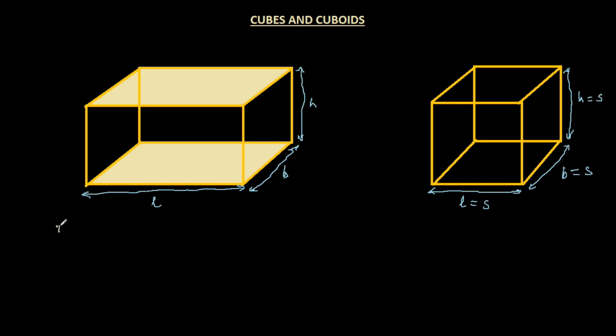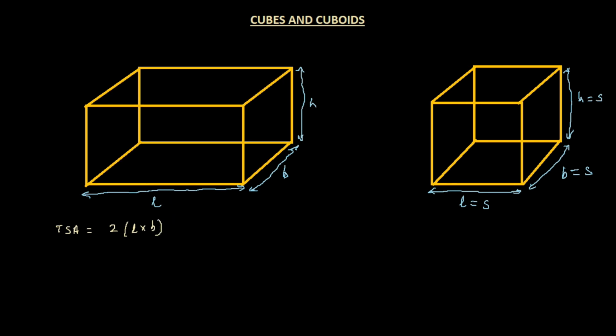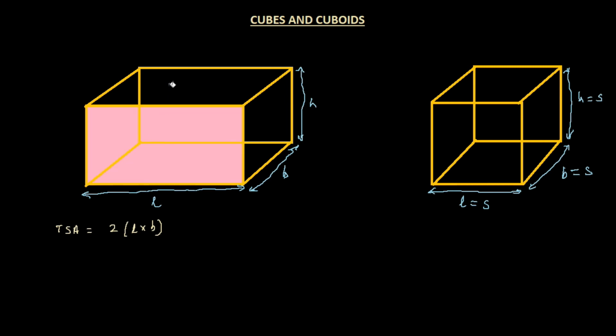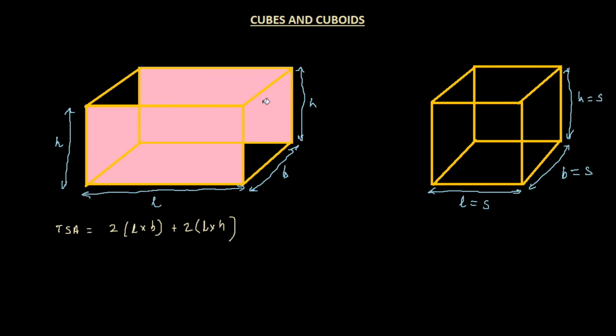So if we need to find out the total surface area, it would include the area of these two rectangles, which are nothing but the top and the bottom, or the base and the top. So we can say it is 2 times length times breadth. But these are not the only faces that a cuboid has. A cuboid has got a front face also. And if we look at the front face, it has got height as well. So it has got the length and the height, so the area would be length times height. And since the back face is the same as the front face, it will be 2 times length times height. So as you see, it is the sum of these two faces that we have written down here.